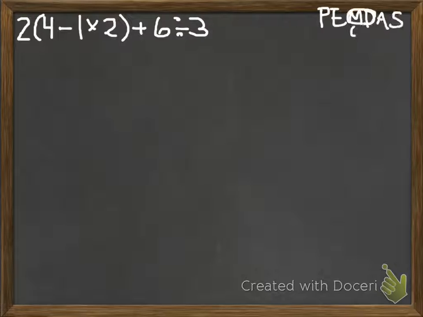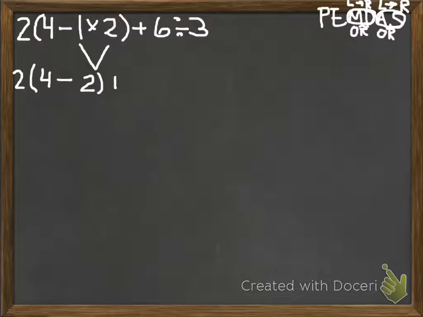First, I write my PEMDAS. The first thing that I do is what's inside the parentheses. Since I have multiple operations in the parentheses, I have to do PEMDAS inside the parentheses first. I know that multiplication and division come before subtraction and addition, so the first thing I do is 1 times 2. I remember to always do one step at a time and to rewrite the expression. I have to finish what's inside of the parentheses, which is 4 minus 2. Four minus 2 is 2.